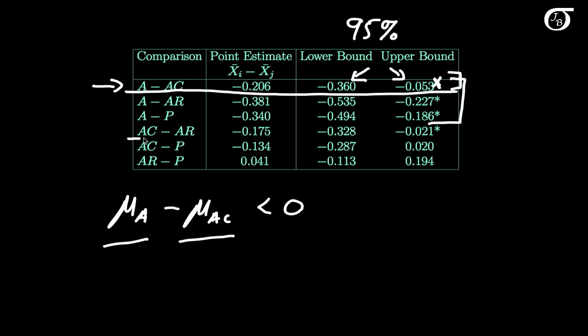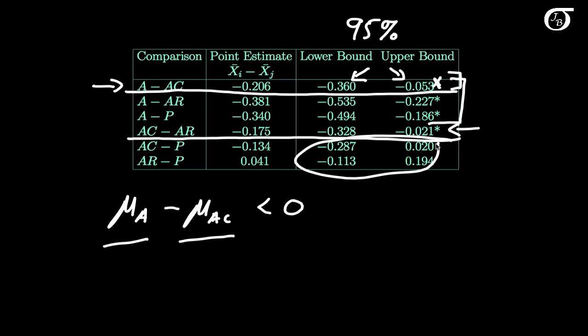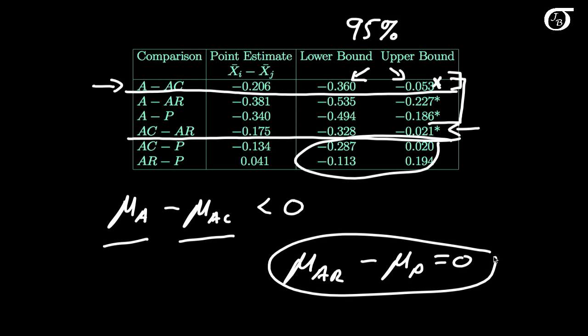The same thing holds for alcohol versus alcohol and reward. The alcohol and caffeine group scored significantly worse than the alcohol and reward group. These other 2 intervals both contain 0, so there is no significant difference in those comparisons. Or in other words, it's entirely plausible, say, that mu AR, the reward group, minus the mean of the placebo group is actually equal to 0, in which case there's no real difference between those groups. It's entirely conceivable, and we don't have any strong evidence against that statement.